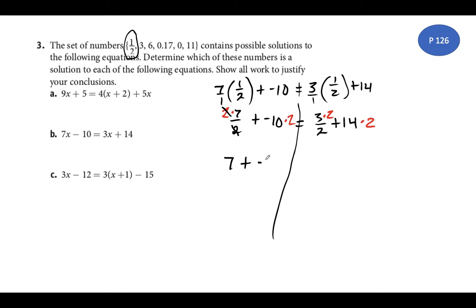Negative 10 times 2 is negative 20. These two cancel, and I get 3. And 14 times 2 is 28. So 7 plus negative 20 is negative 14. 3 plus 28 is 31. They are not equal. So 1/2 is not the solution. Let's try 3.